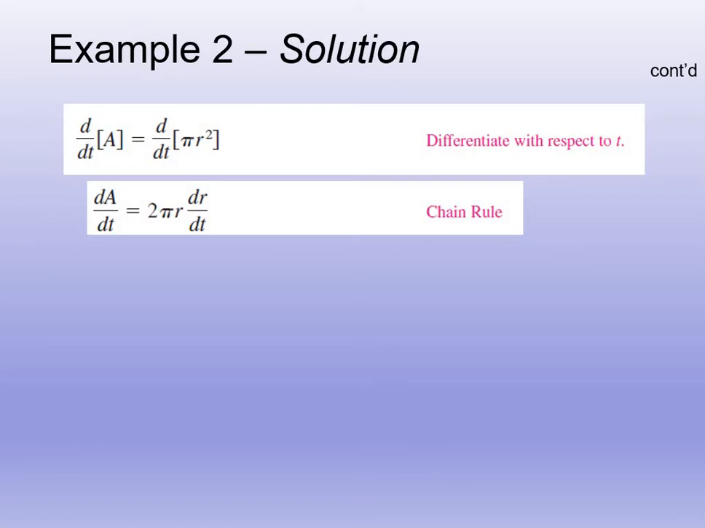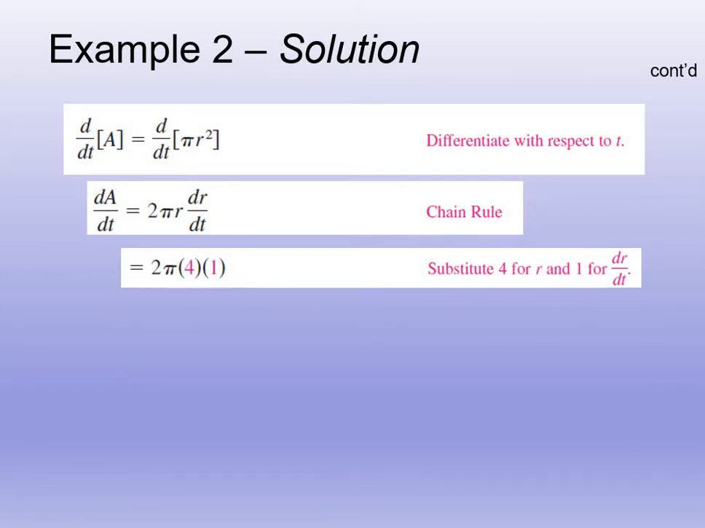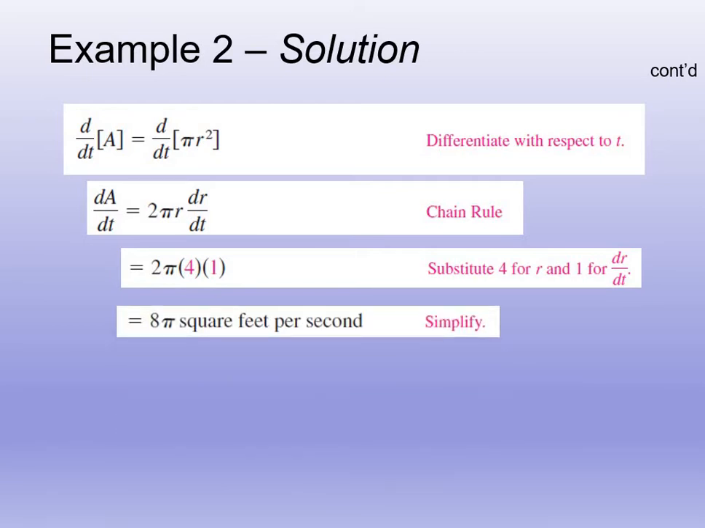Now we substitute in the values we have. We have r, it was given to us as 4, and we were given dr dt is 1, and asked to find the rate of change of the area. So we're able to substitute in the values that were given to us. All right, so we got 2 times pi times 4 times 1, and our answer is 8 pi square feet per second. We know it's square feet per second because area is in square feet, and time was given to us in seconds.